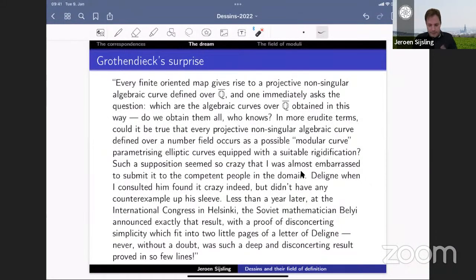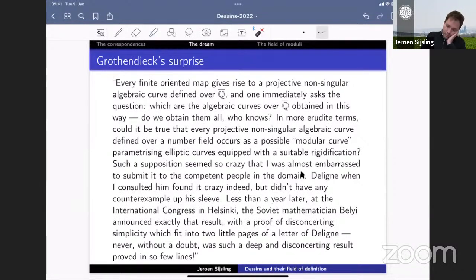He uses a bit different language, and he says every finite oriented map, so every dessin, gives rise to a projective non-singular algebraic curve defined over Q bar. And I want to know, do I get everything in this way? Who knows? And then he says something more erudite. Can I then interpret every algebraic curve over a number field as some modular curve? Well, I really didn't know, and I was almost embarrassed to submit it to the competent people in the domain.